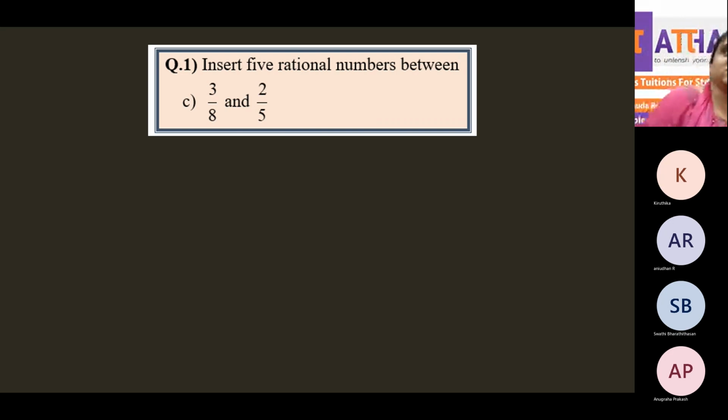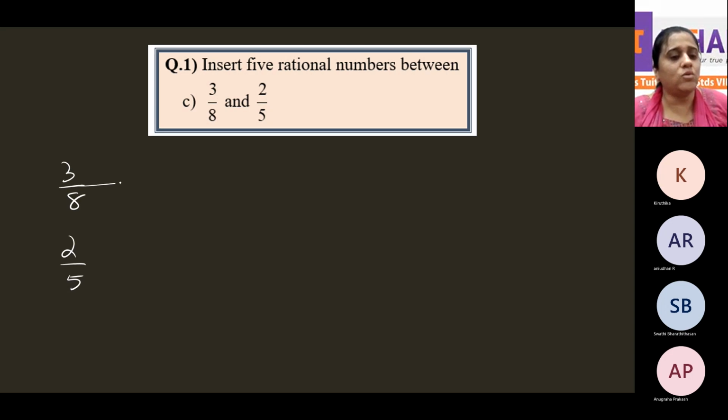Now this you must have seen last year itself, inserting. So you first bring them to the same denominator, right? 3 by 8 and 2 by 5. How do you bring them to the same denominator? LCM is 40. So times 5, times 5. So it becomes 15 by 40. And this one is times 8, times 8. It's 16 by 40.